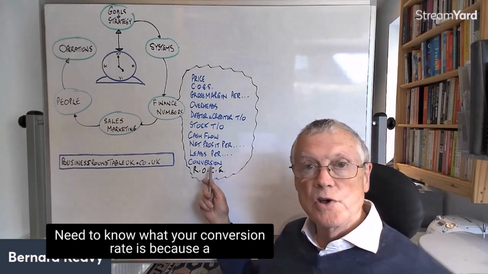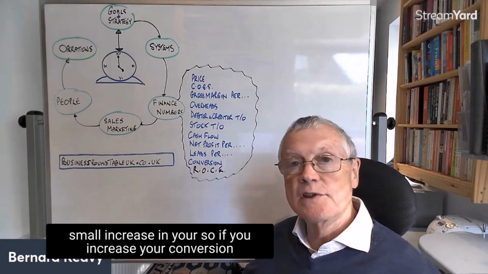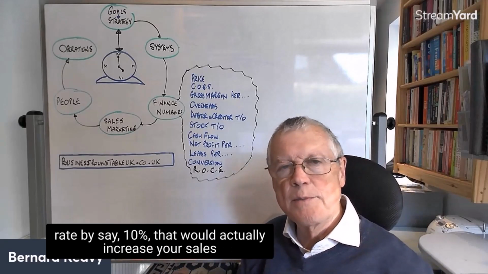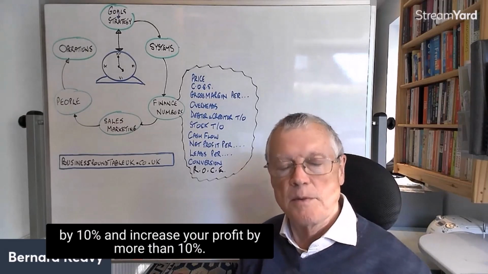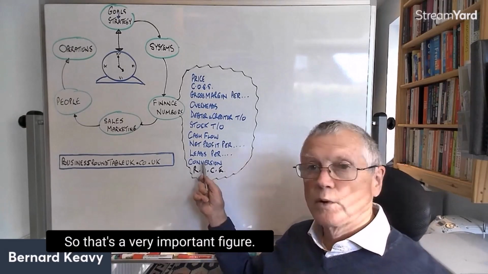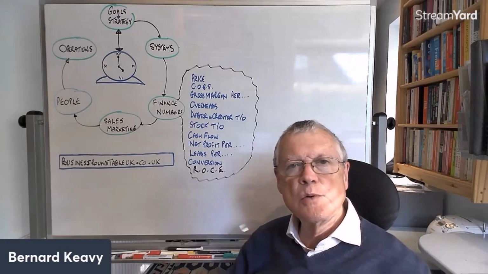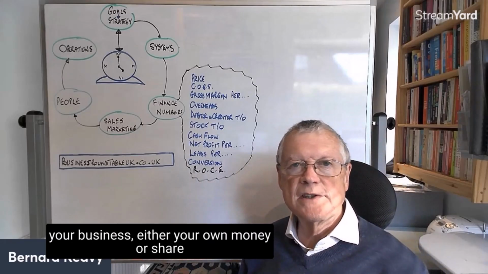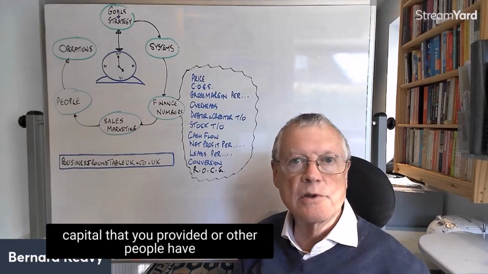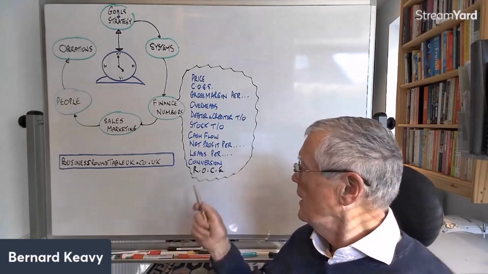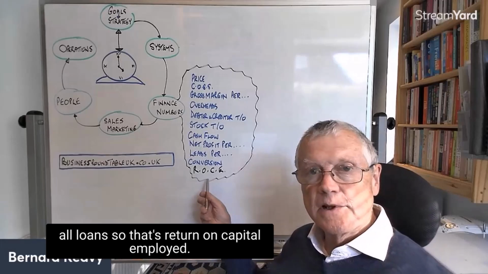You need to know what your conversion rate is, because if you increased your conversion rate by say 10%, that would actually increase your sales by 10% and would increase your profit by more than 10%. So that's a very important figure. And you need to know how much you're making on the money that's been invested in your business, either your own money or share capital that you've provided or other people have, or loans. So that's return on capital employed.